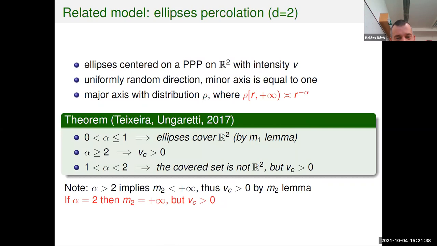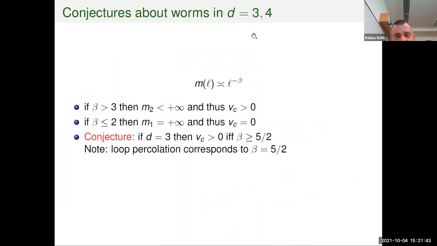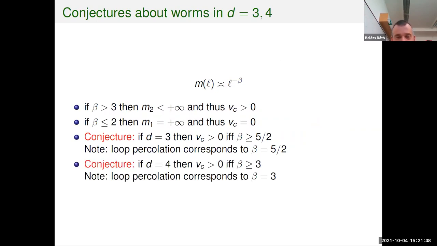So let me take the opportunity to say something about a slide that I skipped. Here are some conjectures about the worms model in dimensions 3 and 4. Our conjectures are a bit crude. We only make conjectures about the case when the mass function, the tail, of the length distribution is polynomially decaying. If you remember this ML, this is the probability mass function of the length distribution. Let's assume for these conjectures that these are polynomially decaying.